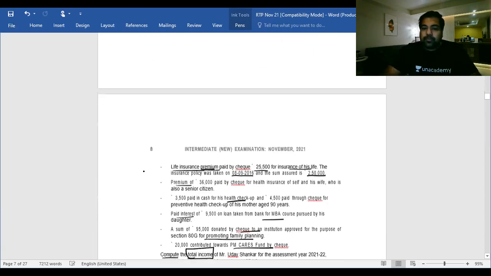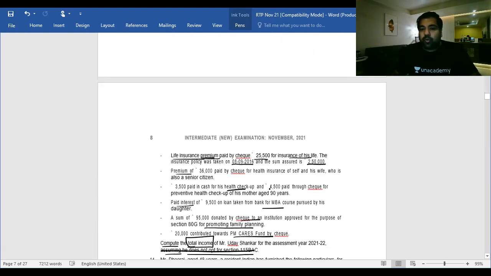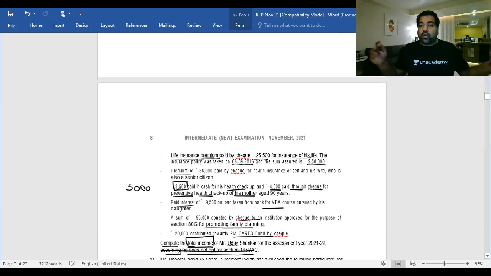Continuing with 80D, guys, you also paid 4,500 through check for the preventive health checkup of his mother. Guys, preventive health checkup, you can pay in cash or check, does not matter. But 3,500 is already used. The health checkup limit is 5,000.